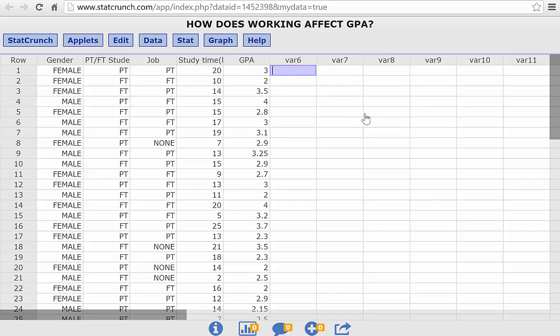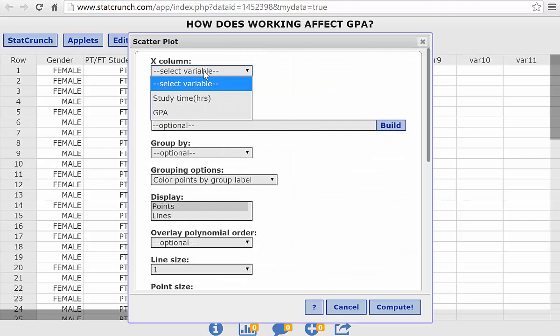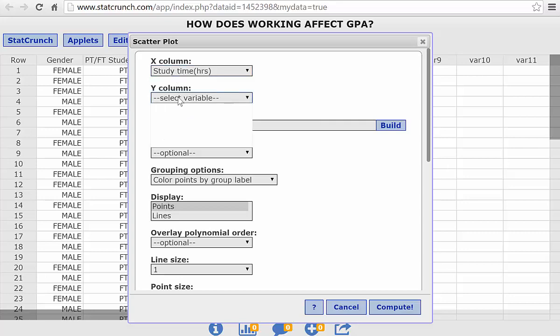So the natural question is, how much does the amount of time that you study affect your GPA? Or does it? And can we quantify that relationship? So let's click Graph, Scatter Plot. Probably want to make study time our X variable because we're thinking that study time probably affects GPA.